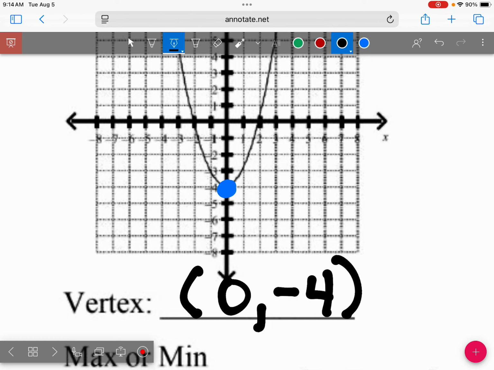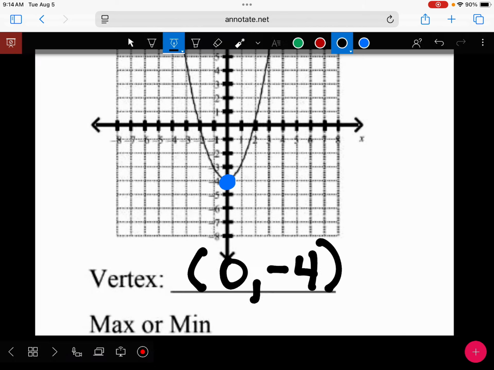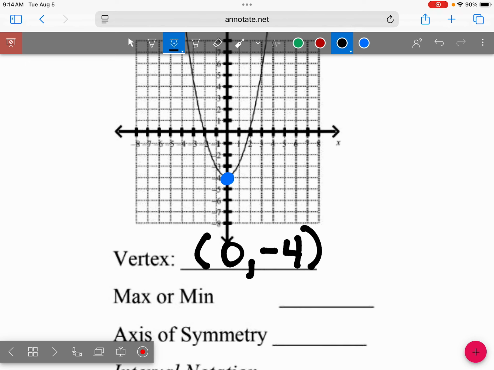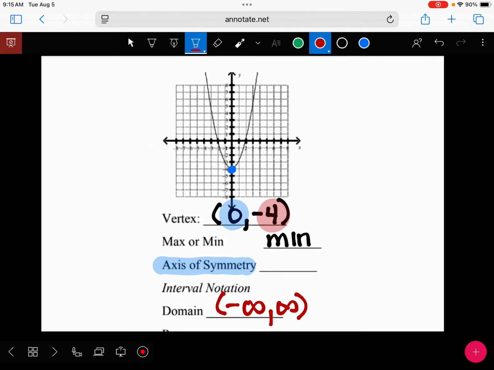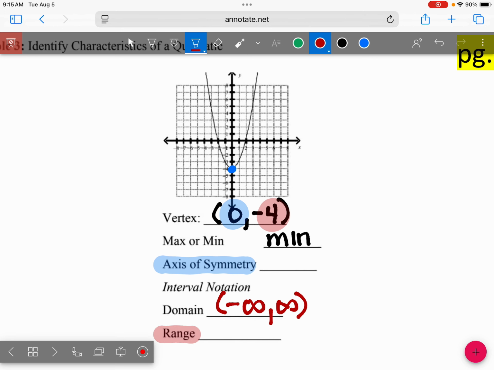That's my vertex. Now, because this is a smile, who remembers? Does it have a highest point or a lowest point? Does it have a max or a min? Min. Okay. Now, that vertex is really important. So it is going to tell us the axis of symmetry. X will tell me my axis of symmetry. The y value will tell me my range.